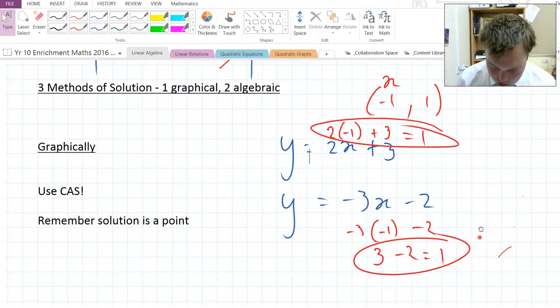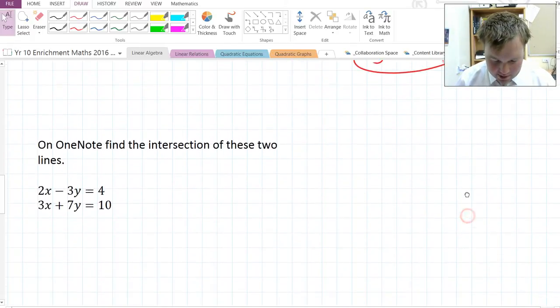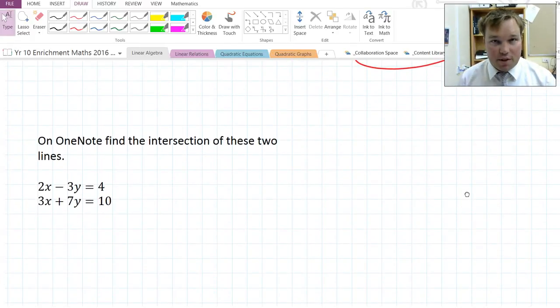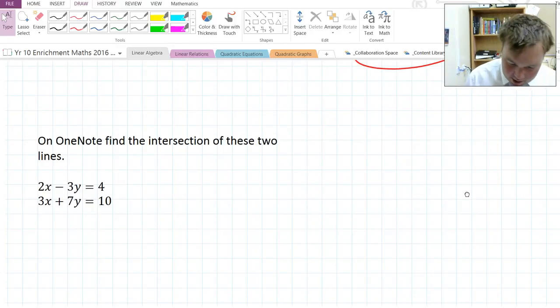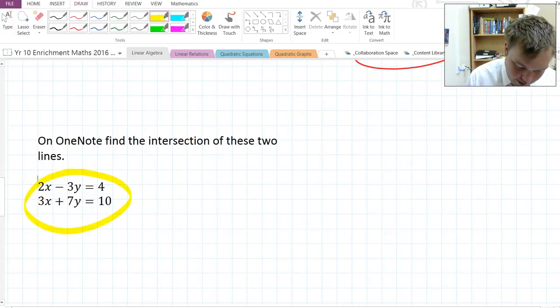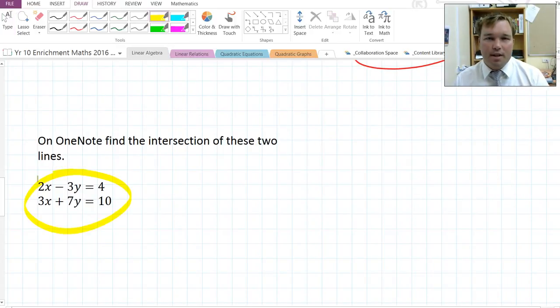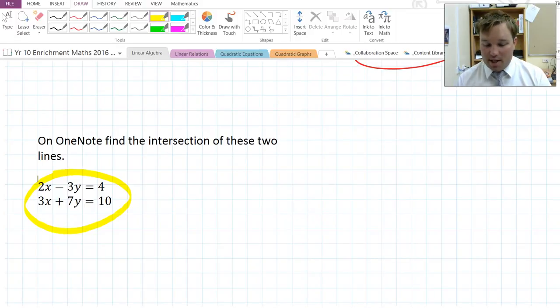Right. In your OneNote, using your CAS, and if you're very clever, you can take a photo of your CAS and stick it on the OneNote to show me how you've done it. Can you find the intersection of those two lines? Bear in mind, to enter it in your CAS, you may need to rearrange them first into slope intercept form.